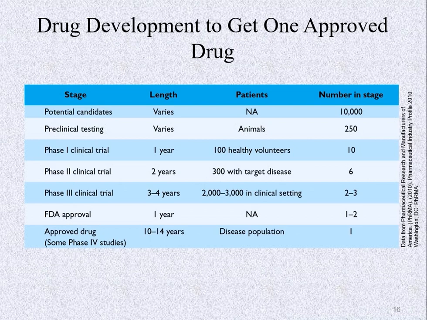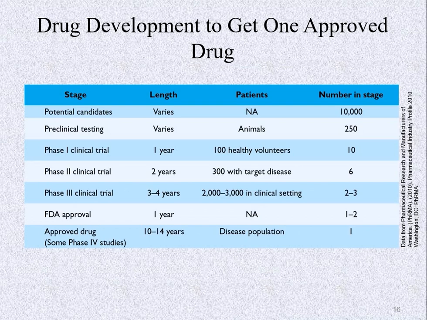Here you see drug development to get one approved. So you see these different stages. On the far left, you go from potential candidates through preclinical testing, phase 1, phase 2, phase 3. There's the FDA approval. And then there's the approved drug, and there's some phase 4 studies. Typically, the practicing pharmacist only gets involved in that phase 4. So if they see something going on with their patients, they would report it through MedWatch online.